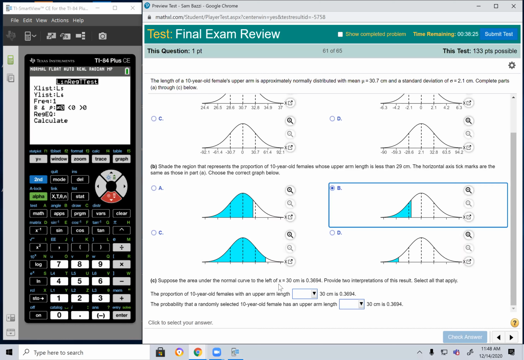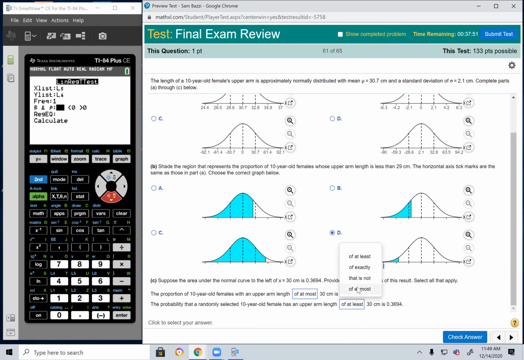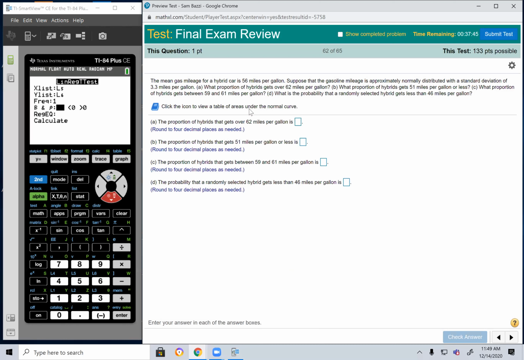Suppose the area under the normal curve to the left of x equals 30 centimeters is 0.3694. Provide two interpretations of the results. The proportion of 10-year-old females with upper arm length less than, so at most 30, means less than. To the left of 30 means less than 30. Another interpretation, guys: the probability a randomly selected 10-year-old has an upper arm length of at most 30 is 0.3694. So this is back to chapter 5 review.